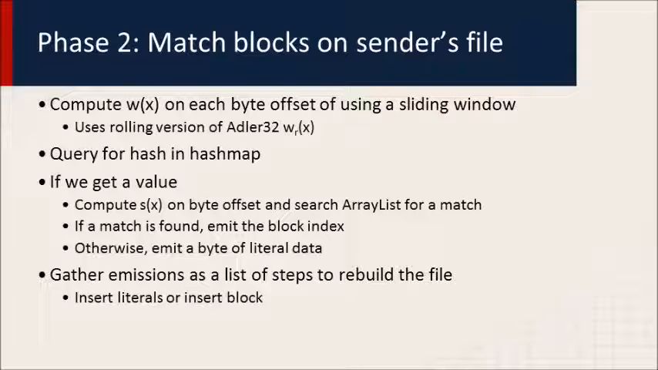On each computation of the weak hash, we query the hash map for a match. This search is also completed in constant time due to the hash map data structure. When there is a match, we verify by calculating the strong hash and comparing it to the found hash. When the verify succeeds, we emit the corresponding block number. Otherwise, if no match can be found, emit a byte of literal data to be sent.